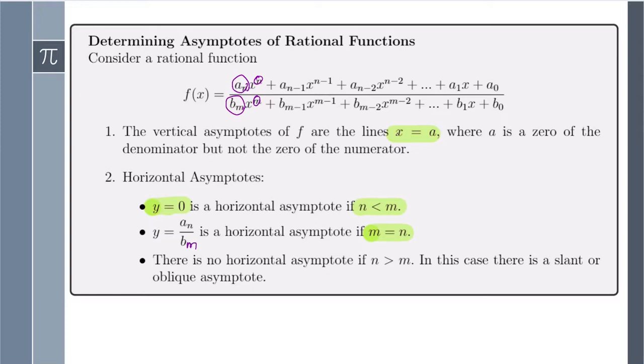The third case is if the degree of the numerator is greater than the degree of the denominator, then we don't have a horizontal asymptote. In that case, we'll have a slant or oblique asymptote.